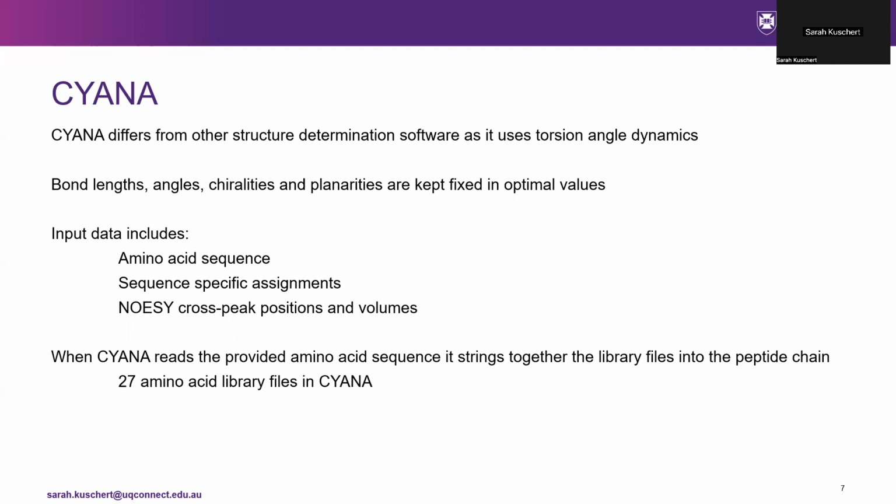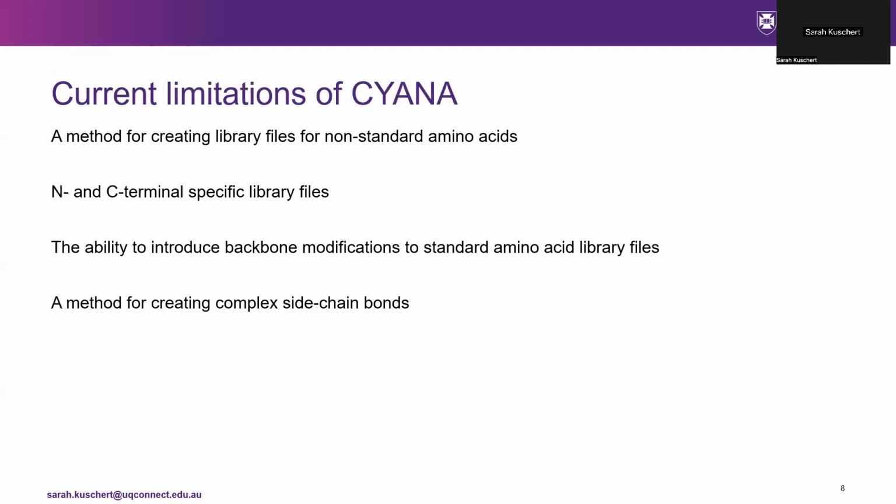So Cyana requires an amino acid sequence as well as NMR data to be able to create a structure. And as I said, there are some current limitations of Cyana. So when it was first released, it did not have a method to create library files for non-standard amino acids. Additionally, even as it stands, creating N and C terminal specific library files is extraordinarily difficult.